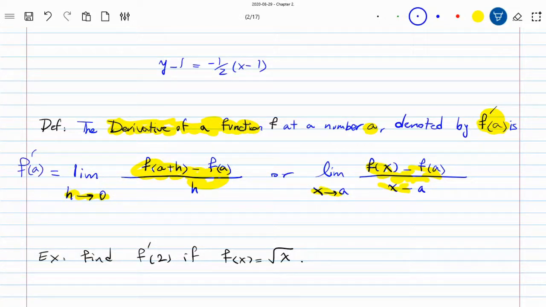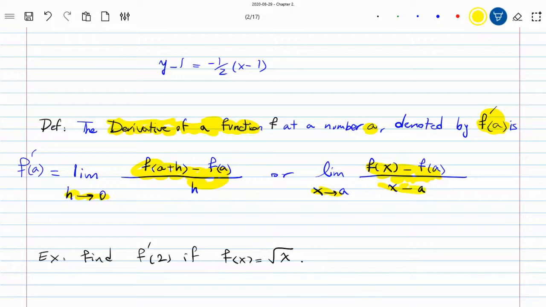So it means that f prime of a is exactly the same as the slope of the tangent line at the point a. So if they say the derivative of a function at the point a, they mean the slope of the tangent line at the point a. The definition of the derivative is exactly the same as the definition of the slope of the tangent line. So they are both calculating the same thing.